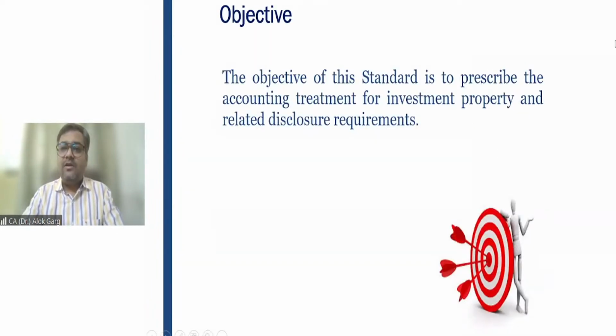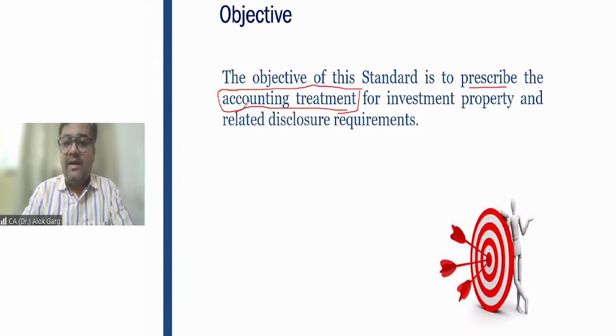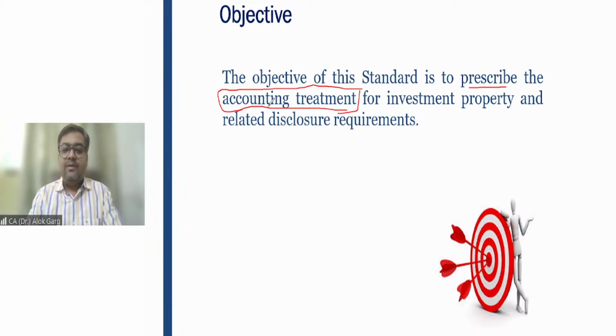Let's move on, friends. Coming to the objective. The objective of this standard is to prescribe the accounting treatment. Again, when I'm talking about accounting treatment, am I talking only about accounting entries, or am I talking about the four pillars of accounting, which is RMPD? Recognition, measurement, presentation, disclosure. You are right. I am talking about the four pillars of accounting, which are recognition, measurement, presentation, disclosure. Very good.